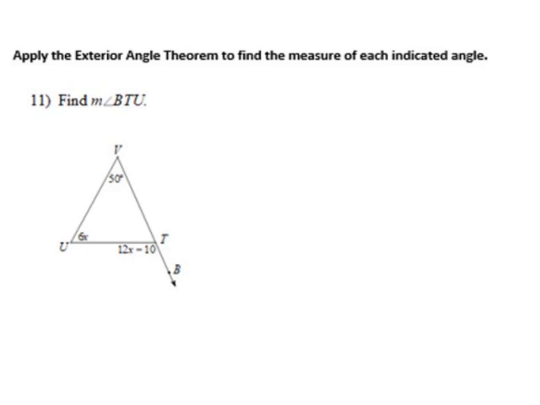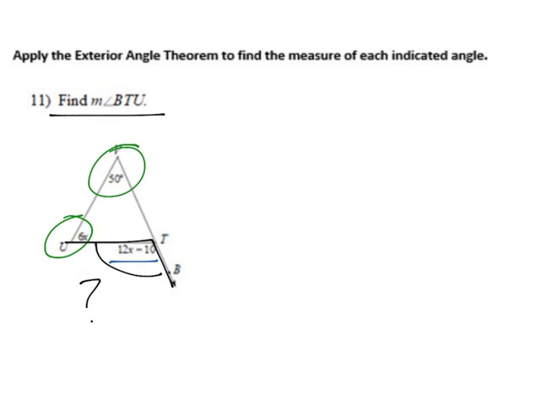So remember, in the triangle, this here is my exterior angle, and these here are my remote angles. I know that my two remote angles are equal to my exterior angle. Okay, we're asked to find the measure of BTU. So that's from here, here. So I want to know what this angle is equal to. Okay, so let's go ahead and set this up.